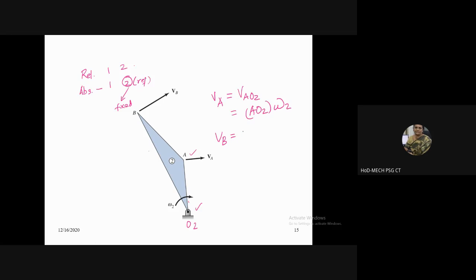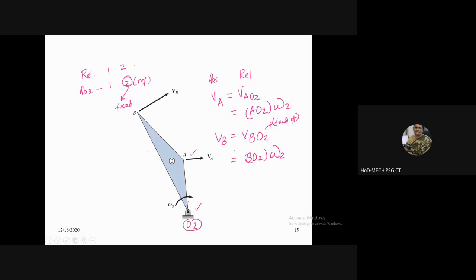So the absolute velocity of B can be written as the relative velocity of B with respect to O2. Please see that O2 is a fixed point, and it can be written making use of R omega, where R is BO2 multiplied by omega 2. So in case you refer the velocity of a point to another point which is fixed, in such a case, the absolute velocity and the relative velocity are the same.